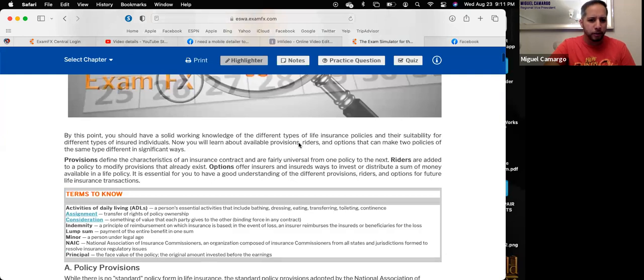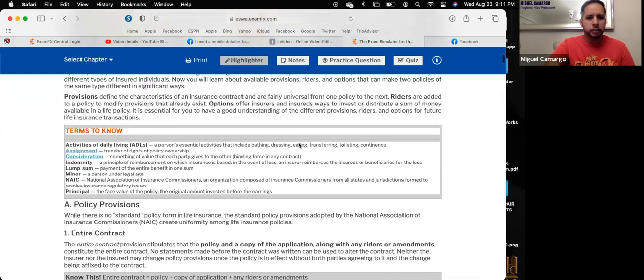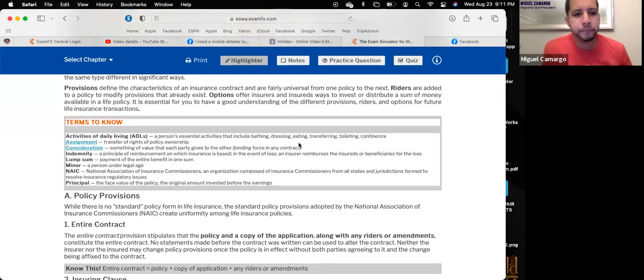If this hasn't already talked about what those are, let's go through the terms that we're going to need to know. Let's talk about the word assignment. Assignment means transfer of ownership. We're going to go into detail about what that means. It means you're transferring the ownership of your policy to someone else or to a third party. Consideration is something of value that each party gives to each other. And again, it says binding contract. That's going to go back to the word unilateral, where it's a one-sided contract. You guys remember that from the previous chapter.